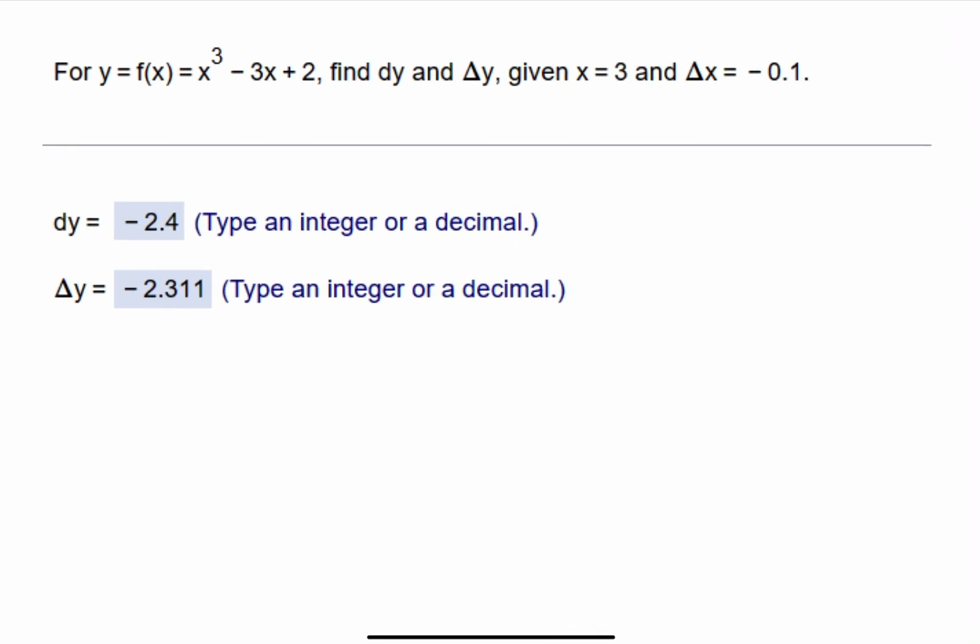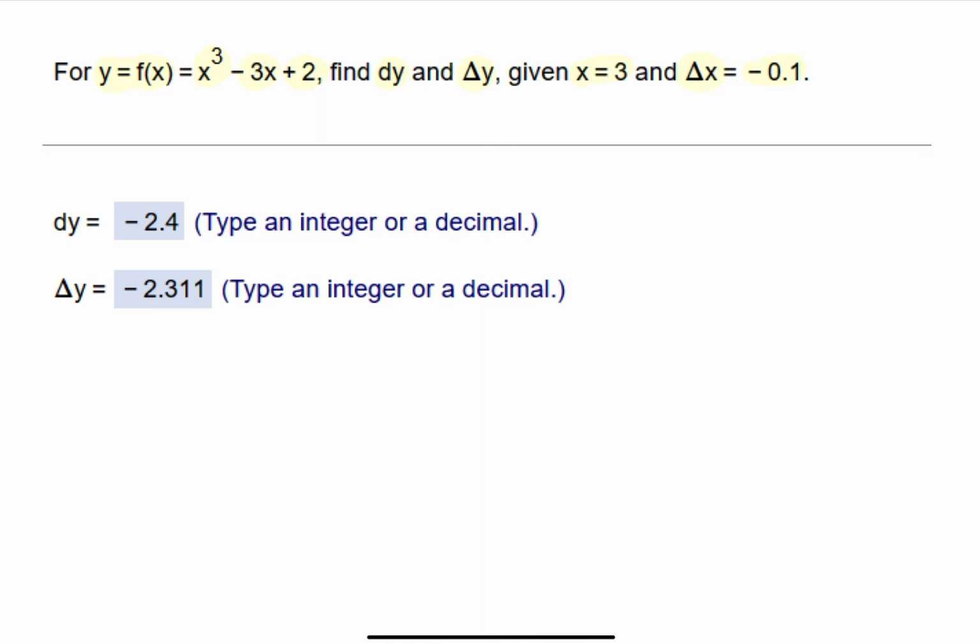Now this question says, again, they kind of keep rewriting it. Y is equal to f of x. I do have a function x cubed minus 3x plus 2. They said find dy, find delta y, given x is equal to 3 and delta x is equal to 0.1. Okay, very good.